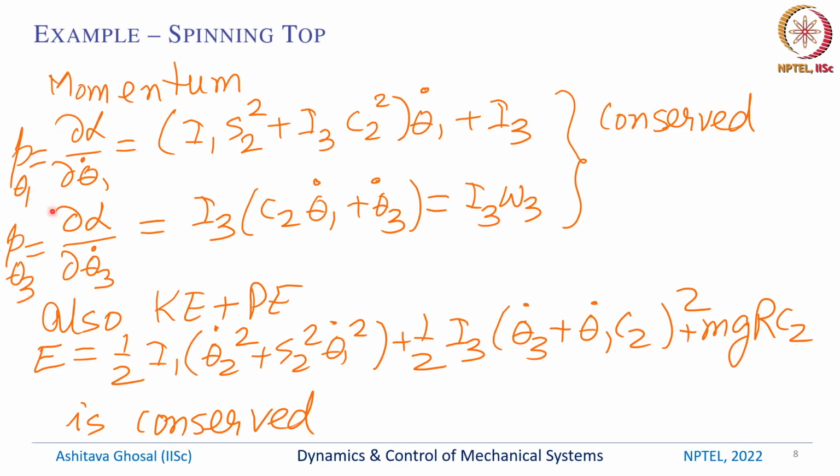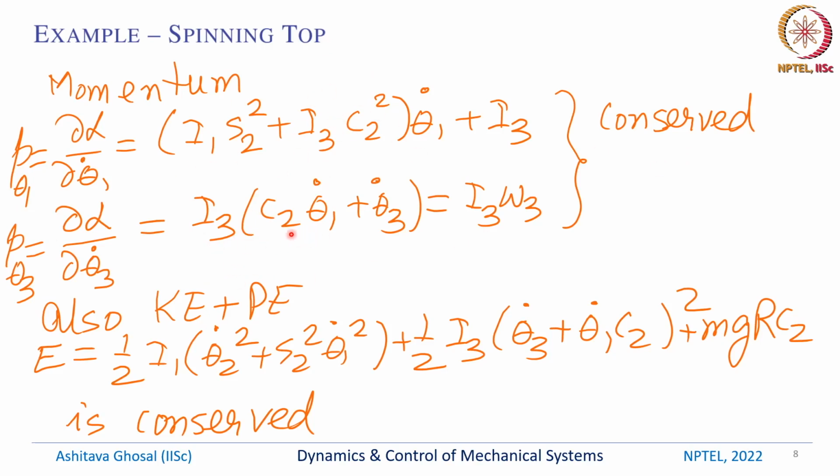So these two momenta are conserved. Okay, so what do we mean by conserved? This quantity remains constant when the top is spinning. Okay, so this complicated expression, (I1 S2 square plus I3 C2 square) into theta 1 dot plus I3 theta 3 dot, is remaining constant when the top is spinning, or even tilting or even precessing. So in the complicated motion of the top, this term is conserved.